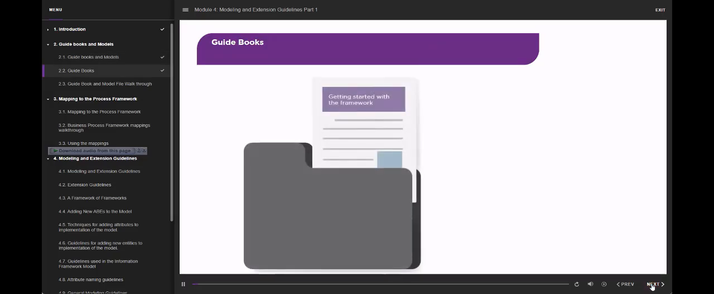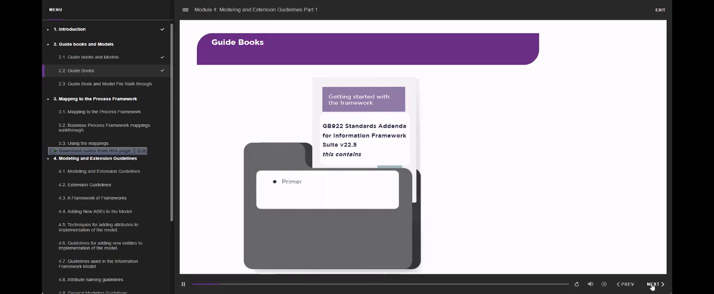Shown here are the two sets of documents. Both sets are available on the Information Framework web pages. The first set helps anyone interested in the framework to get started. If you're not familiar with information modelling, the primer is a key document for you to read. The Concepts and Principles Guidebook, GB for Guidebook, 922 for this framework series of guidebooks, contains definitions of key concepts.